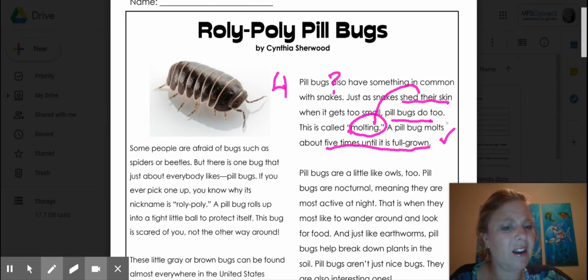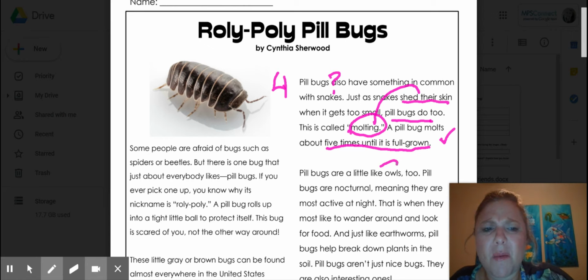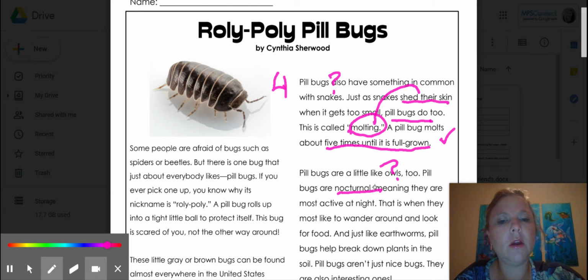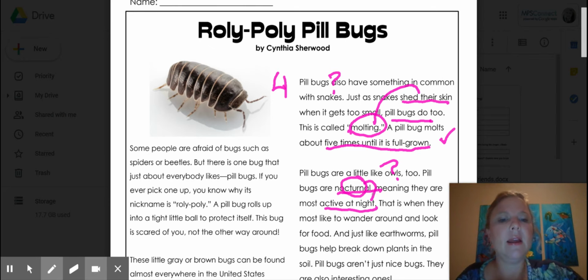Pill bugs are a little like owls. Wow, we've got kangaroos, snakes, and now we have owls. Pill bugs are nocturnal. What does nocturnal mean? It means that they're very active at night. So again, we made the context clue connection. That is when they are most likely to wander around and look for food.